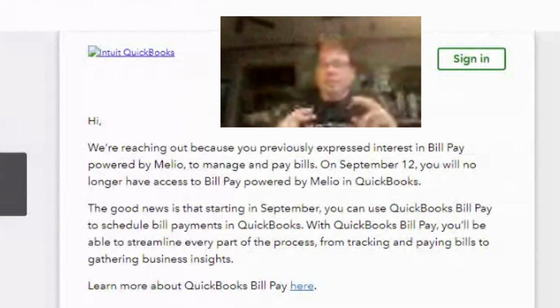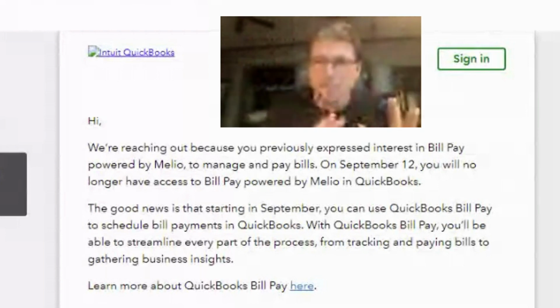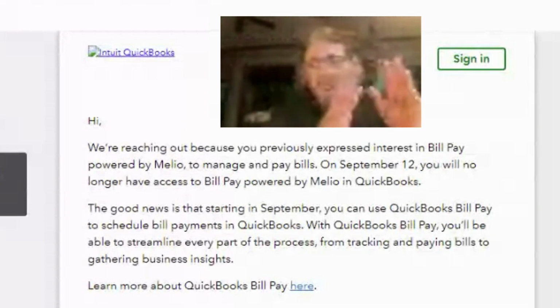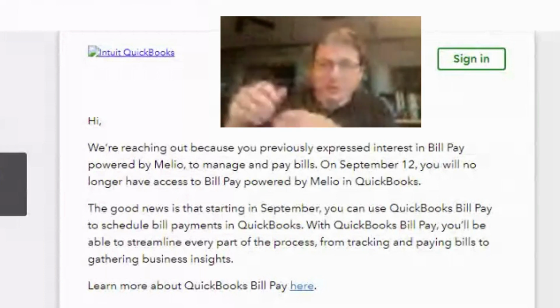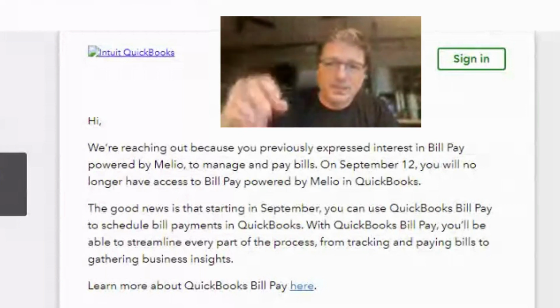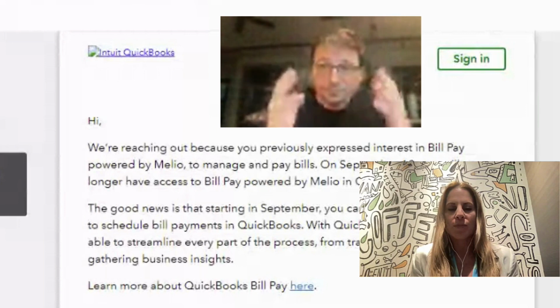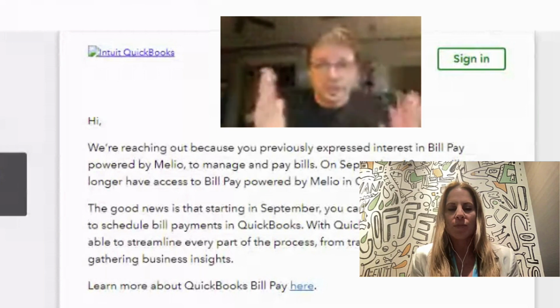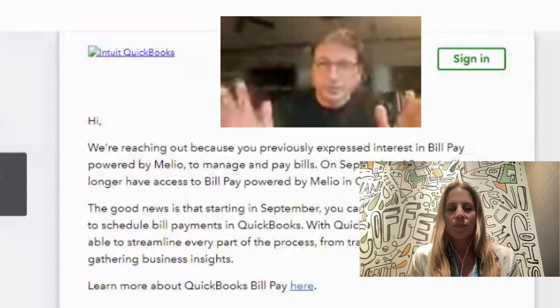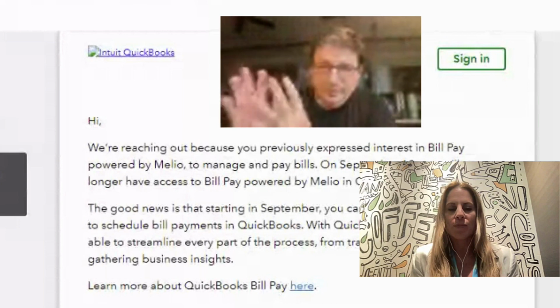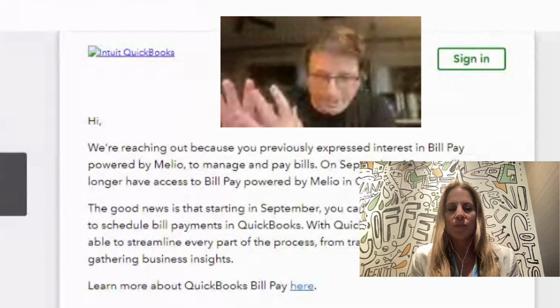If you've ever talked to David Leary when he was at Melio or anybody at Melio, there was a Melio Green and a Melio Purple. The Melio Green is what's inside of QuickBooks Online. The Melio Purple is outside of QuickBooks Online. And you could use either, but now you'd only be delegated to the Melio Purple.